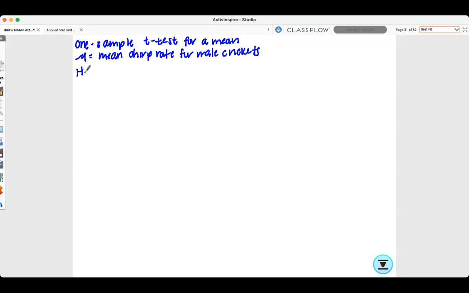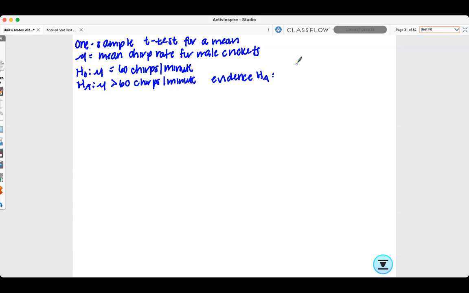State our null hypothesis: mu equals 60 chirps per minute. And our alternative hypothesis would be mu is greater than 60 chirps per minute. Our evidence against our null hypothesis is x bar equals 109, which is greater than 60.